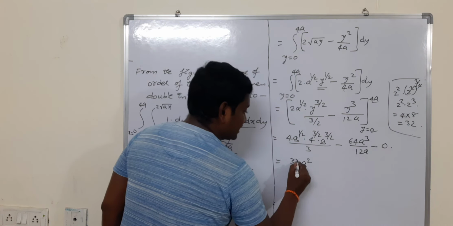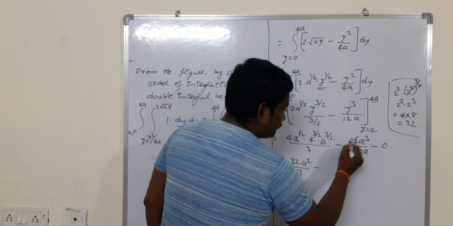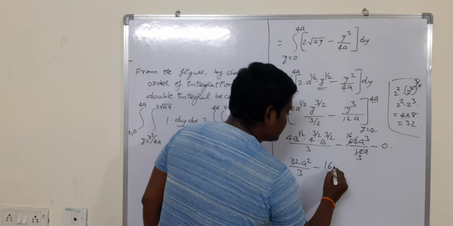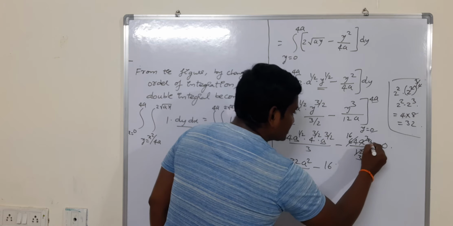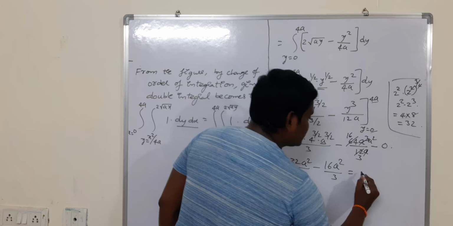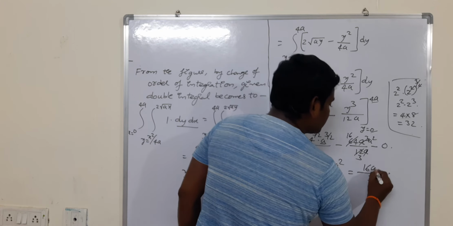So this is 32 a square by 3 minus, 4 getting cancelled, 16 times and 3 times, 16 a square by 3. 3 is the LCM. 32 minus 16, 16 a square by 3.